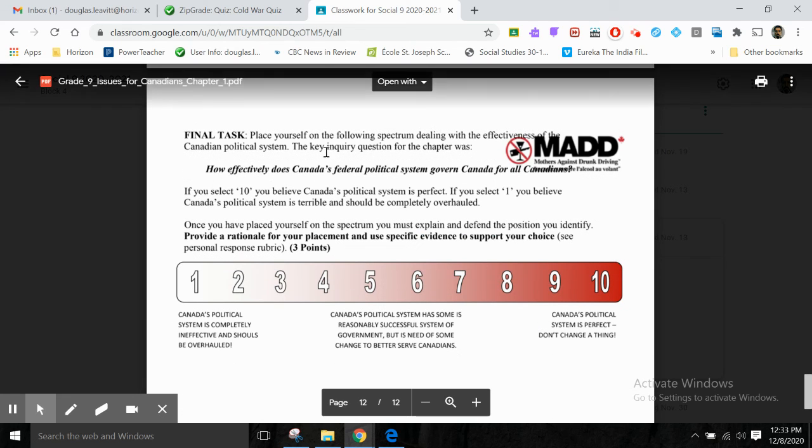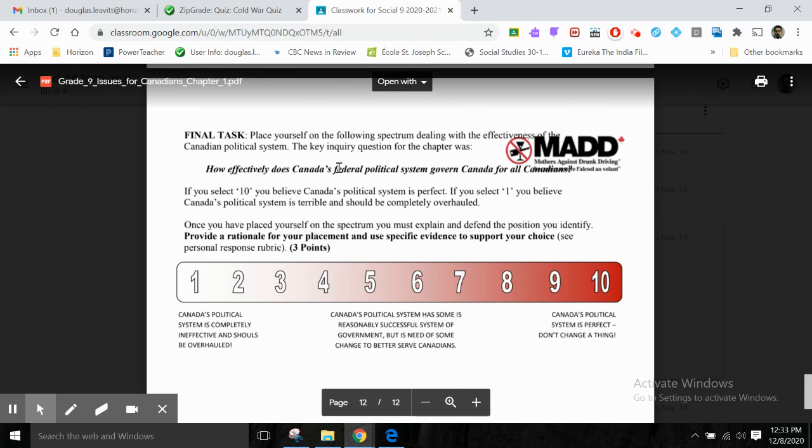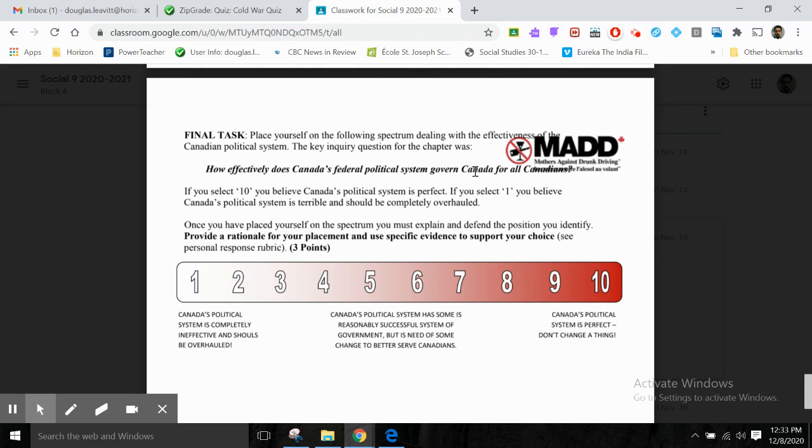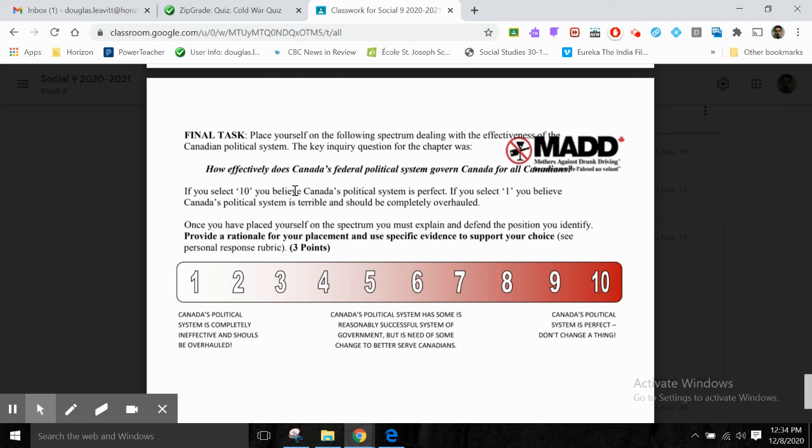The final task says place yourself on the following spectrum dealing with the effectiveness of the Canadian political system. The key inquiry question for the chapter was: how effectively does Canada's federal political system govern Canada for all Canadians? I don't know if this is worth any marks. Oh, it is. It says if you select a 10, you believe Canada's political system is perfect. If you select 1, you believe Canada's political system is terrible.